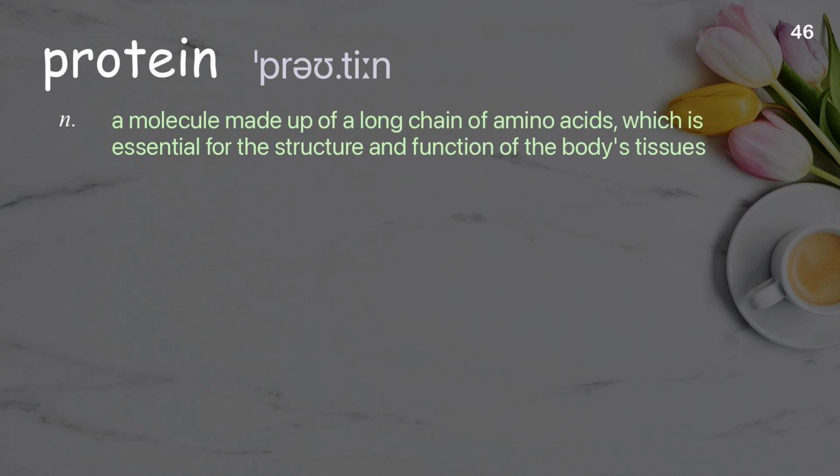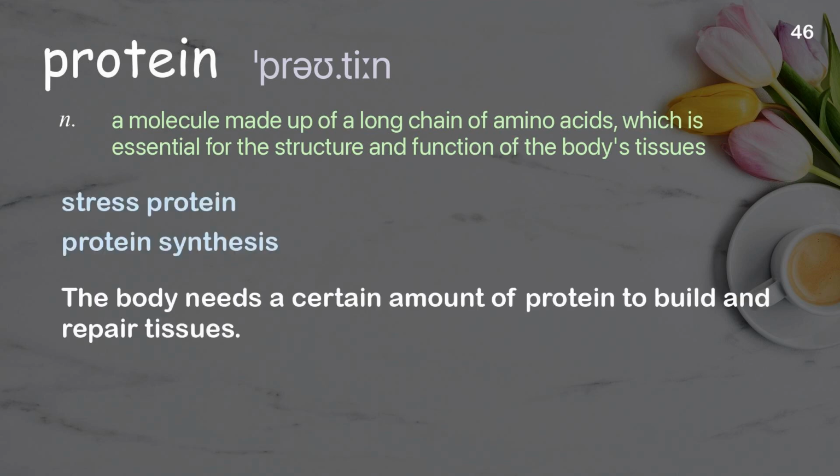Protein: A molecule made up of a long chain of amino acids, which is essential for the structure and function of the body's tissues. Examples: Stress protein. Protein synthesis. The body needs a certain amount of protein to build and repair tissues.